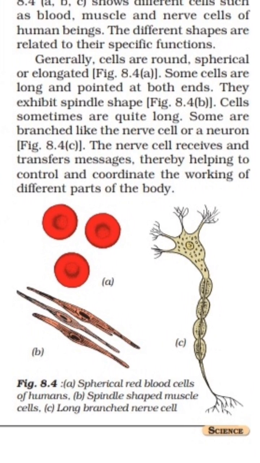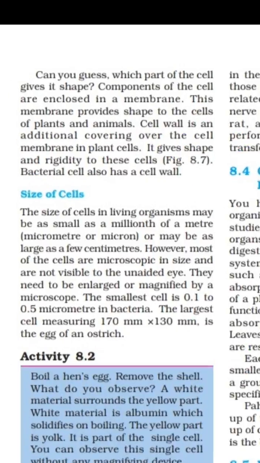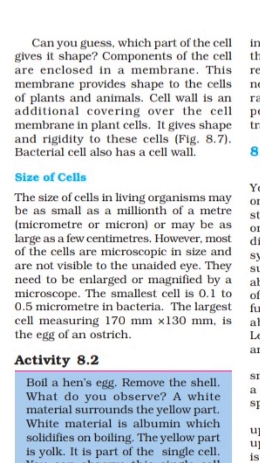The nerve cell receives and transfers messages, therefore helping to control and coordinate the working of different parts of the body. Now here, can you guess which part of the cell gives it shape? Components of the cell are enclosed in a membrane. What is the answer? Components.